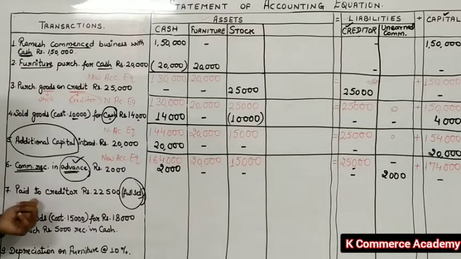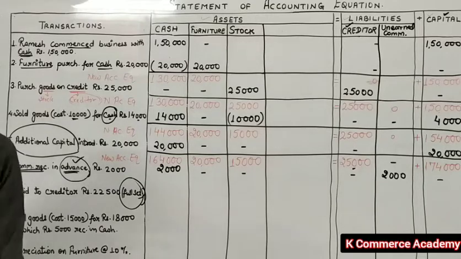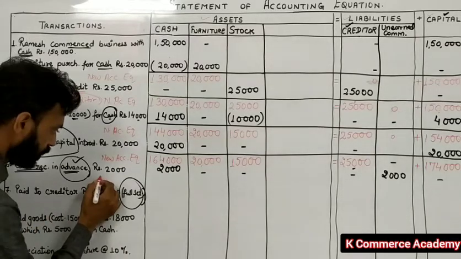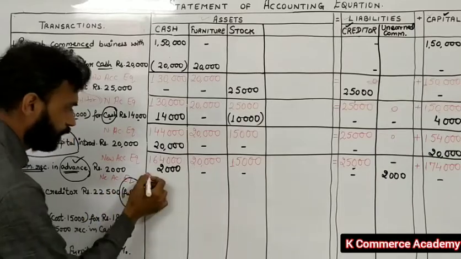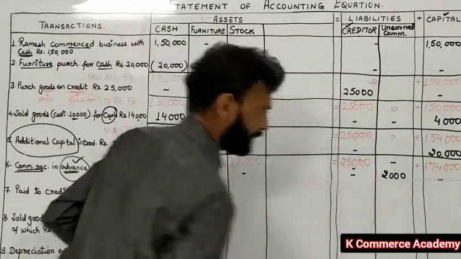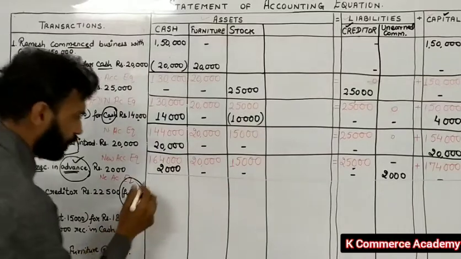सो पेड टू क्रेडिटर्स, सबसे पहले तो पेमेंट किया. कितना पेमेंट किया? 22,500. तो बिजनेस में क्या होगा? कैश आएगा या कैश जाएगा? बिफोर दैट वी हैव टू फॉर्म अ न्यू अकाउंटिंग इक्वेशन. I just forgot. Here we have to form a new accounting equation before we enter the next transaction. After each and every transaction, you have to form a new accounting equation.